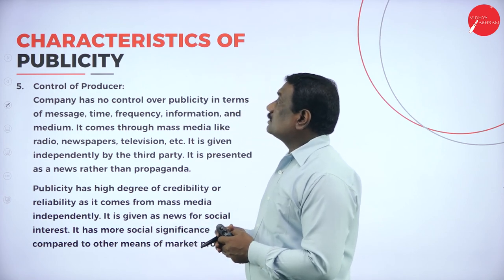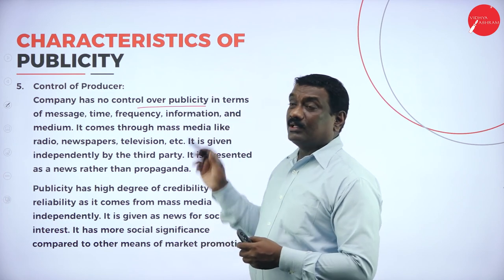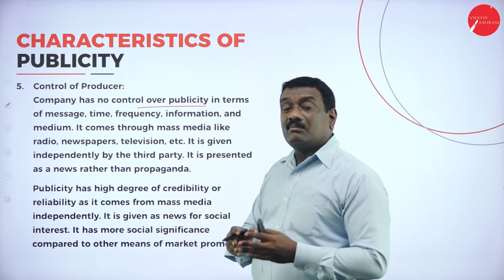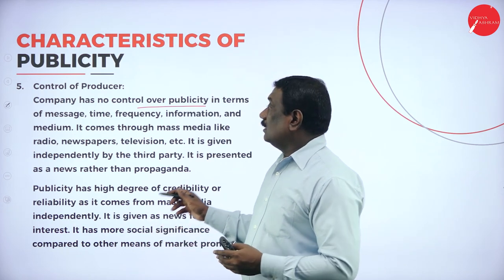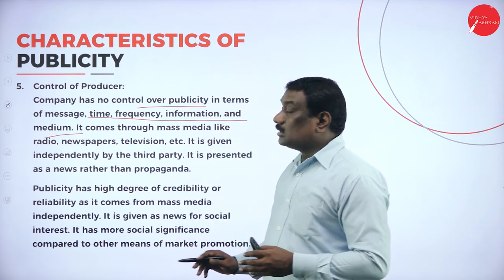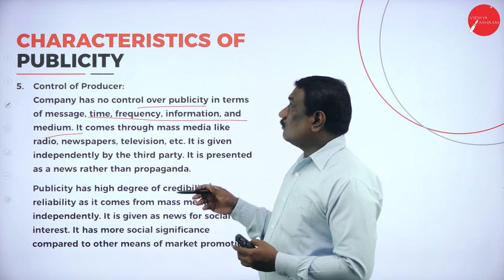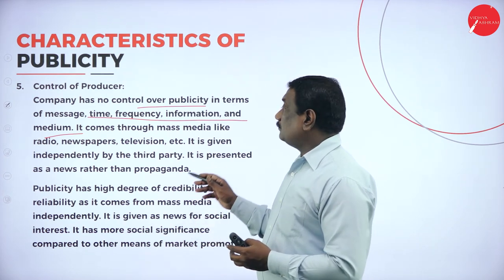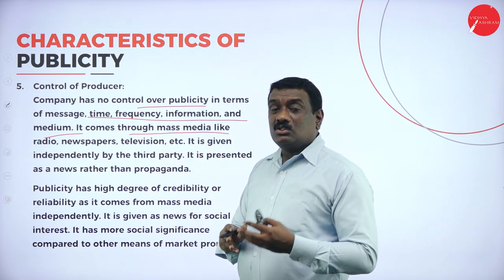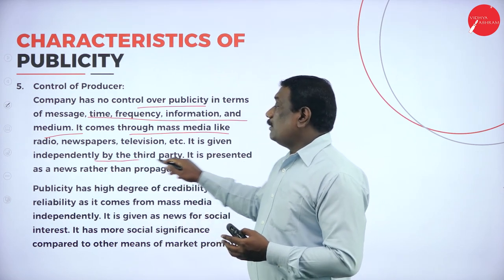The next characteristic says control of producer. So the company has no control. As I told in the beginning, any company will not have any control over the publicity in terms of the messages, because they are not going to give any message or pay for it, right? So message, time, frequency, information and medium: the company has no control because it is totally out of the control of the producer or the manufacturer or the marketer. So this publicity comes through the mass media like newspapers, radios or televisions, etc. And it is given independently by a third party.